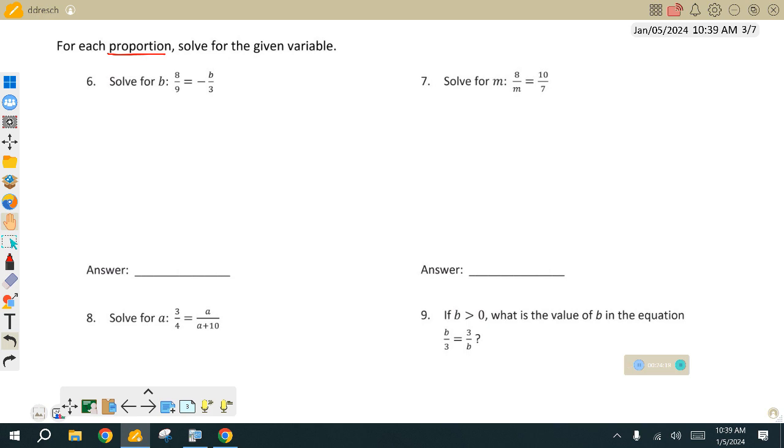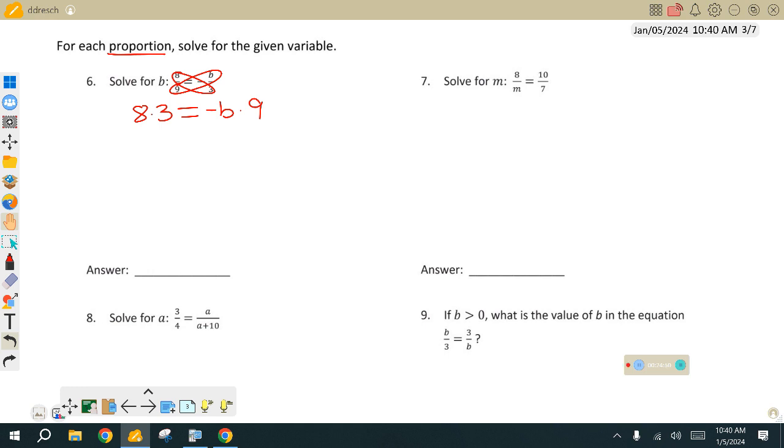What do I mean by a cross product? This right here, 8 times 3, is equal to the other cross product. Now, the other cross product is going to be 9 times b, and I have to take that negative and put it either with the b or with the 3. One or the other, because if I put it in both, two negatives make a positive. So it's got to go into one or the other.